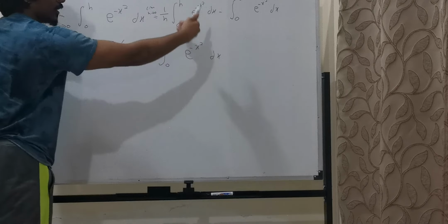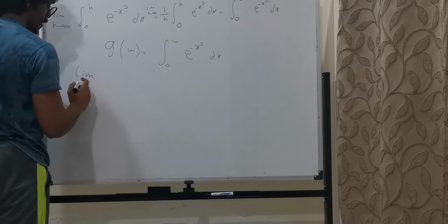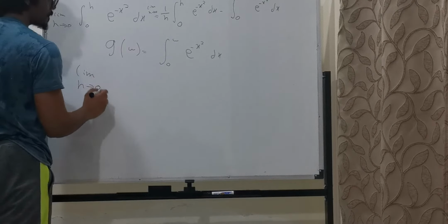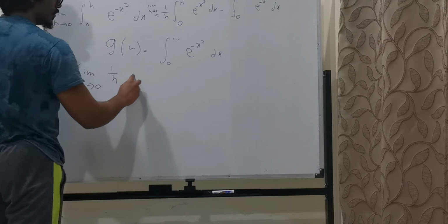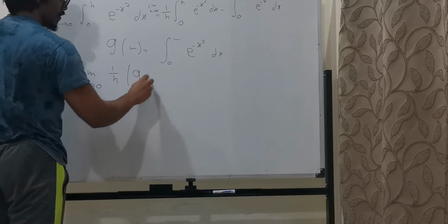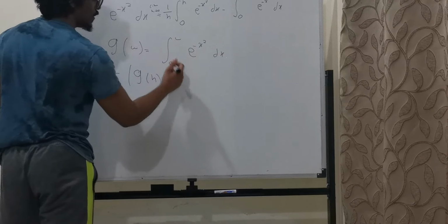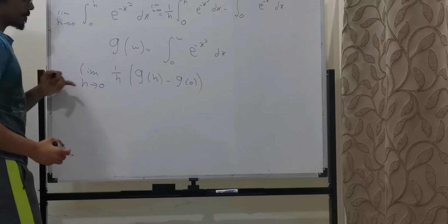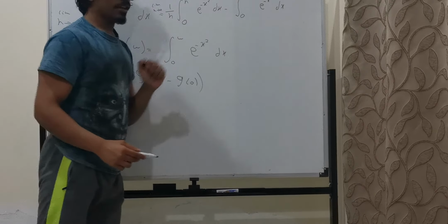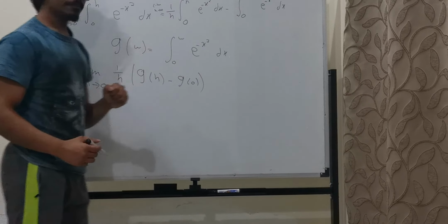So the thing on the right hand side will become the limit when h goes to 0 of 1 over h times g of h minus g of 0, because the value of the second one will be equal to 0.